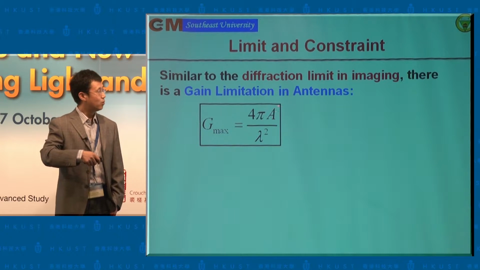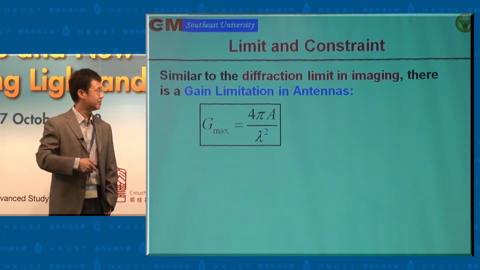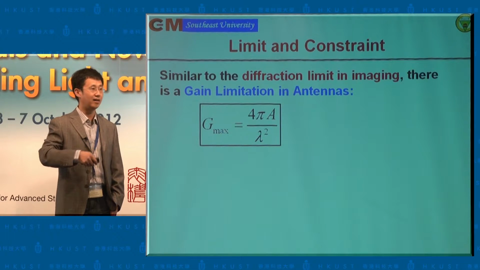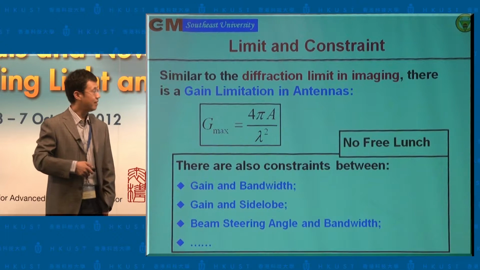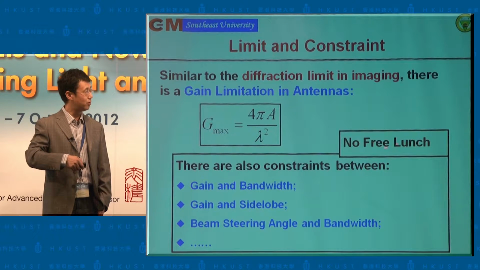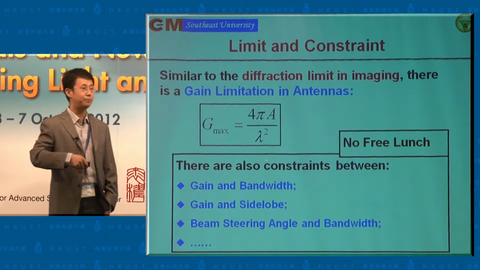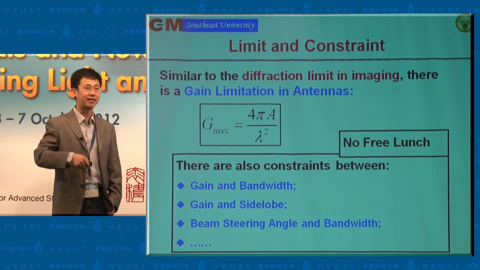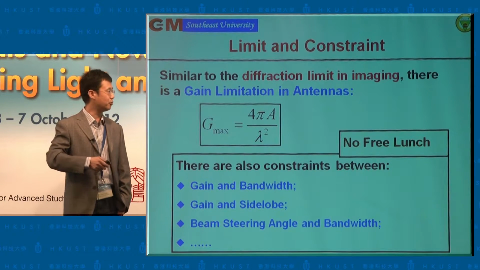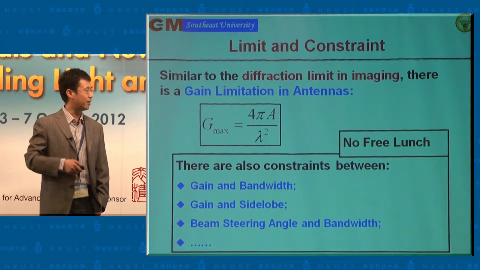That means no matter what kind of current distribution, you cannot obtain a gain larger than this limit. This limit is only obtained when the current is uniformly distributed on the aperture A. Also, there is an old saying in the antenna community that there is no free lunch. That means there are a lot of constraints in antennas. For example, there is a constraint between the gain and the bandwidth. If you want a high gain, you cannot get a wide bandwidth. Also, there is a constraint between the gain and the side lobes, and between the beam steering angle and the bandwidth, etc.